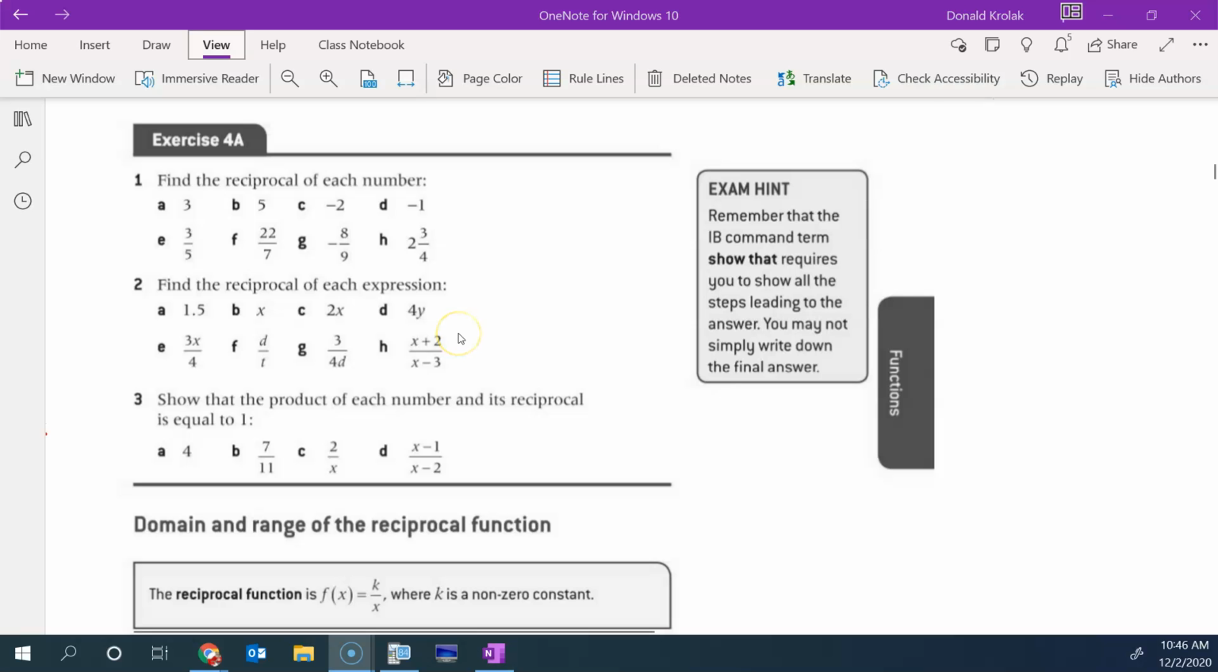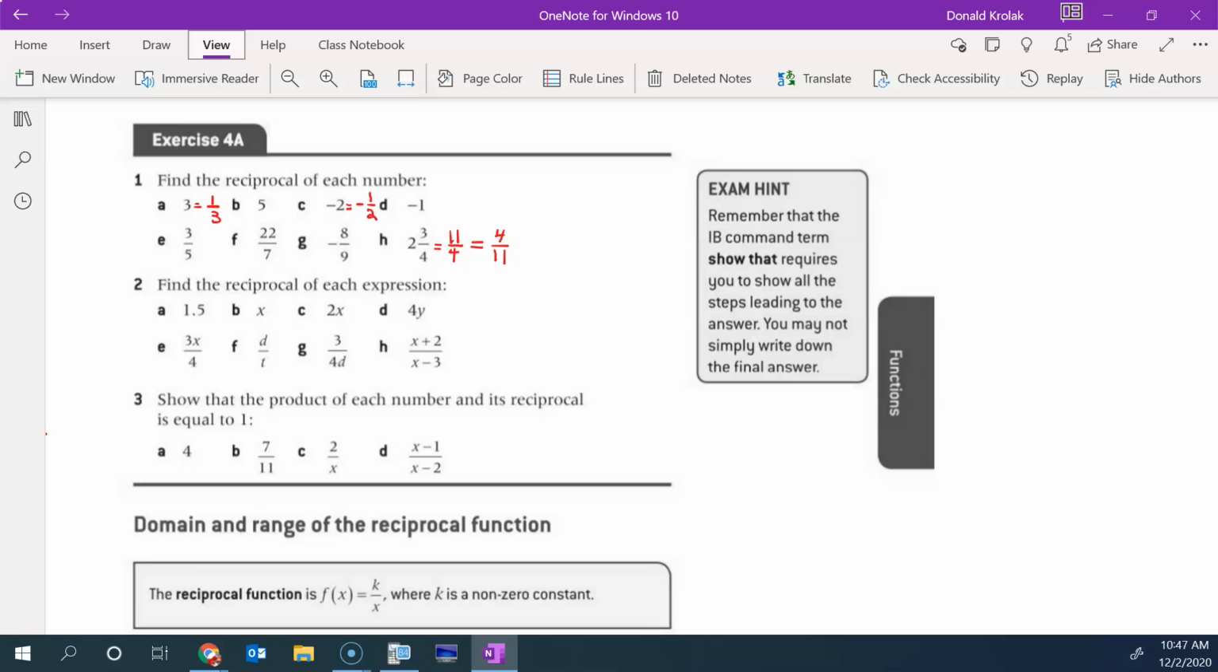So if we were writing the reciprocal of 3, 1/3, right? When you're writing a reciprocal of a negative, it's still negative. So the reciprocal of -2 is still -1/2. It doesn't affect the sign. So the reciprocal of 2 3/4, well, I turn that into an improper fraction, and then I swap the numerator and denominator.